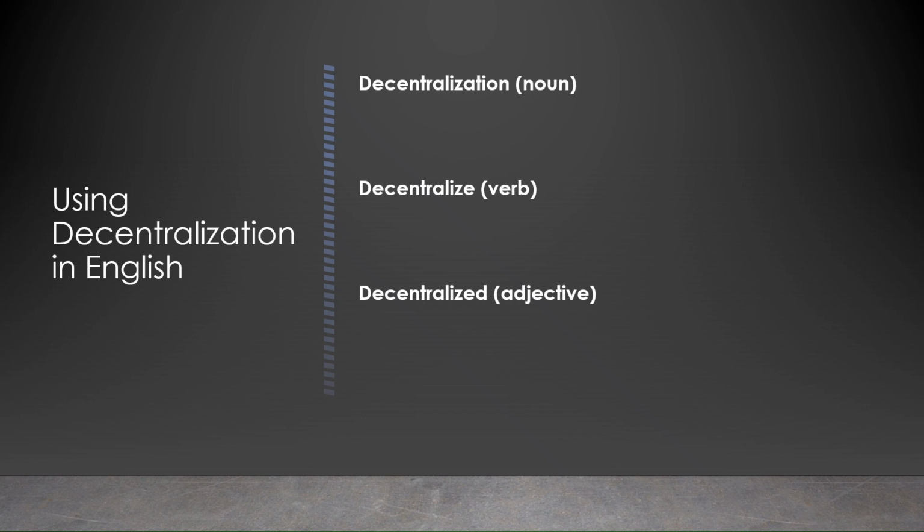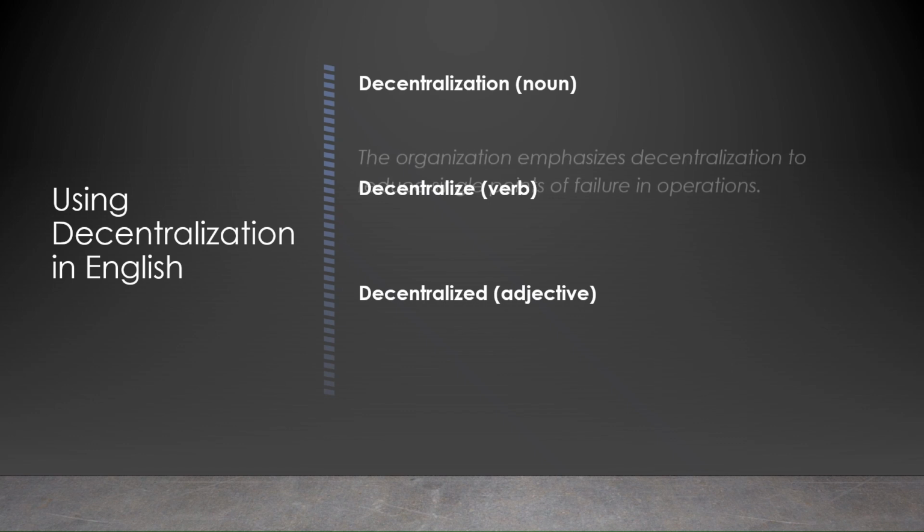We have decentralization, which is a noun, a person, place, or thing. We have decentralize, to decentralize something, which is the verb form, an action. And describing what something is, describing a noun, something is decentralized, as an adjective. Let's look at some example sentences here.